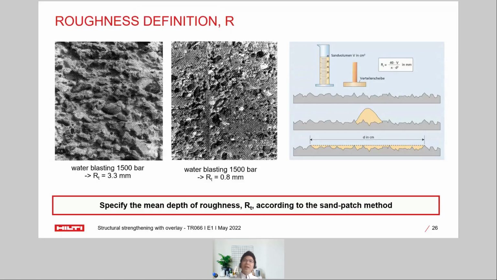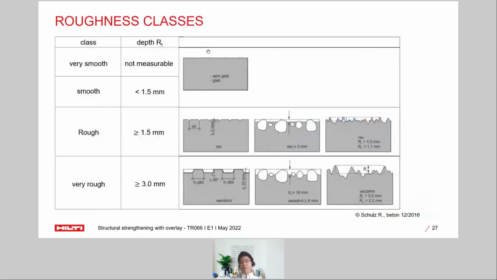And this is the sand patch method according to Kaufman. By doing so, you can check the roughness of the surface. According to Cook, there are four types of roughness: very smooth, which is something like freshly cast concrete on a steel formwork, and then you have another one, which is smooth.